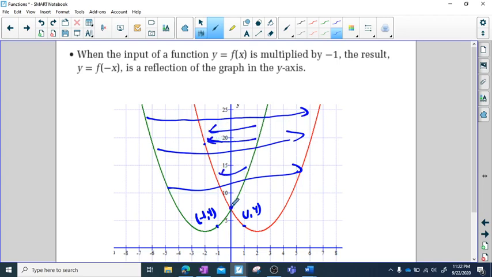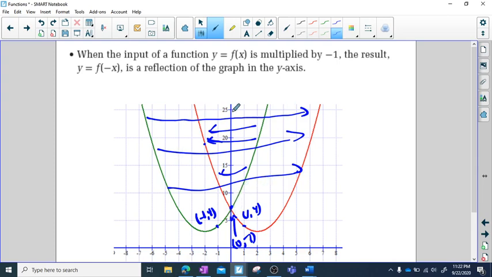The only one that didn't move was this one right here. Well, the reason it didn't move is because it was the ordered pair (0, 7), let's say. If you multiply the input, the x, by a negative, it's still going to be 0. It's not going to change. So that one stayed the same. We'll talk about that in a moment. We have a special name for it.